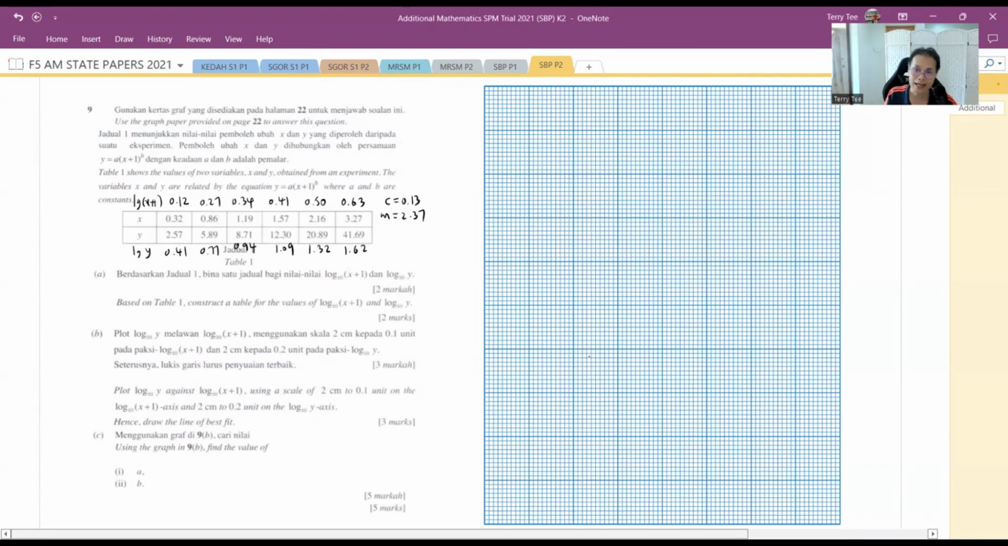With that, I know that if my answer is very different from this, something is wrong. Here the question gave us the scale: 2 cm to 0.1 unit on the horizontal axis.